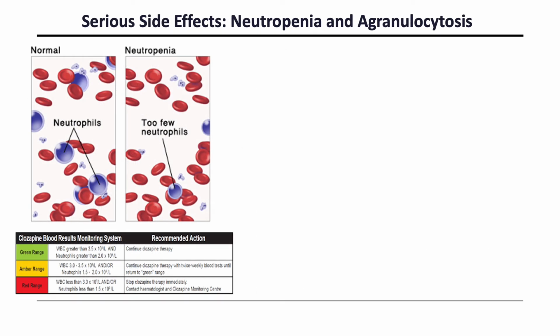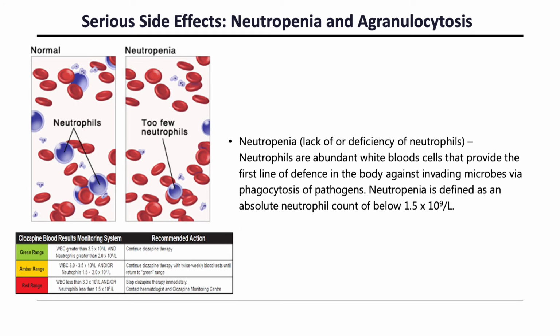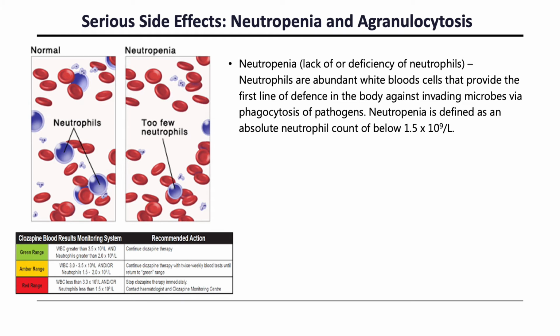On this slide, we're going to look at the serious side effect of neutropenia and agranulocytosis. Neutropenia, which is a lack or deficiency of neutrophils, the abundant white blood cells that provide the first line of defense in the body against invading microbes via phagocytosis of pathogens. Neutropenia is defined as an absolute neutrophil count of below 1.5 times 10 to the 9 per liter. Severe neutropenia, with an absolute neutrophil count below 0.5 times 10 to the 9 per liter, is known as agranulocytosis.